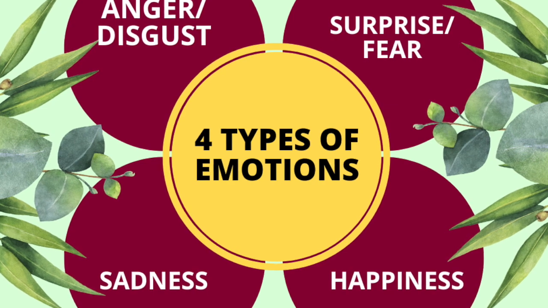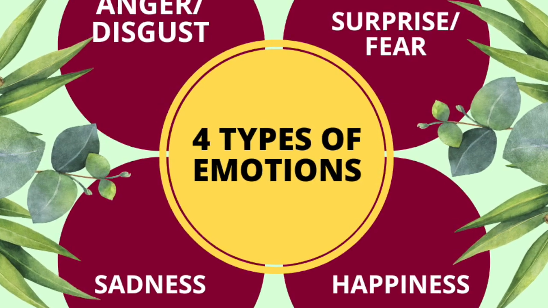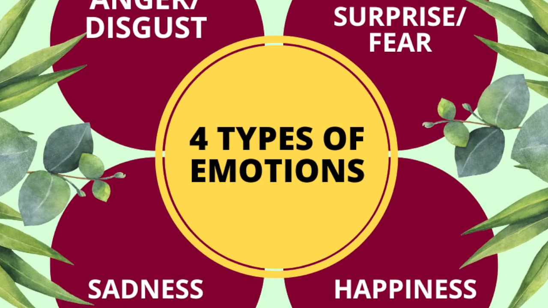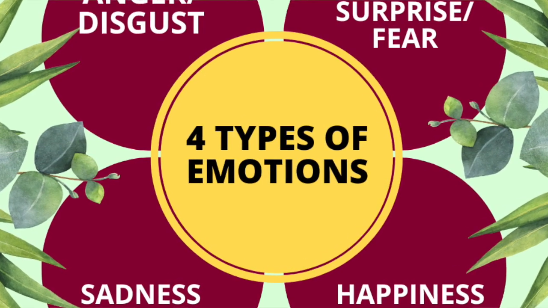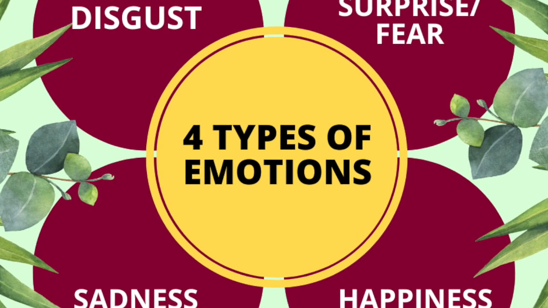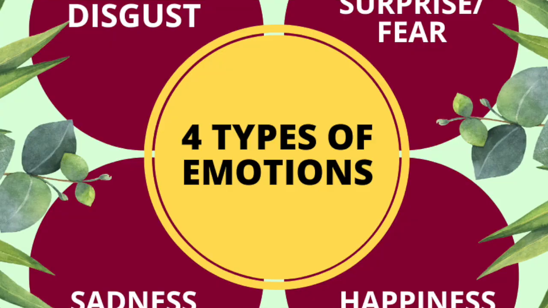And the 4 emotions which they stated as basic are anger and disgust, which they said are almost the same. Surprise and fear, again for them, are the same. And third is sadness, and the fourth is happiness. So they said that these are the 4 basic emotions, and all the other emotions come from these 4 emotions. So these are the 3 famous categories of emotions which anybody and everybody will come across if you dive deep into the field of emotions.